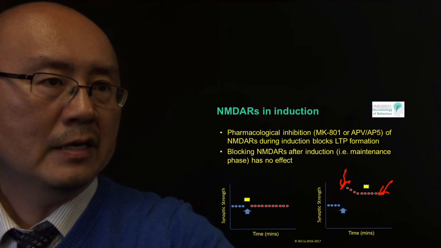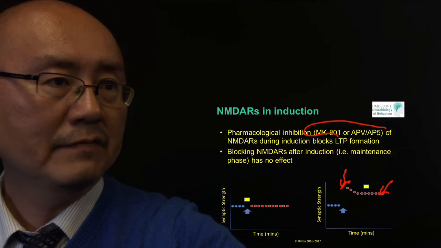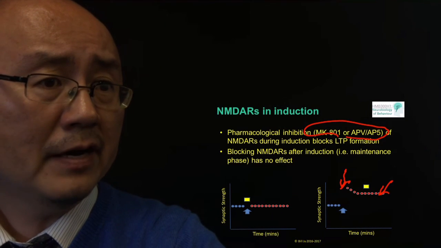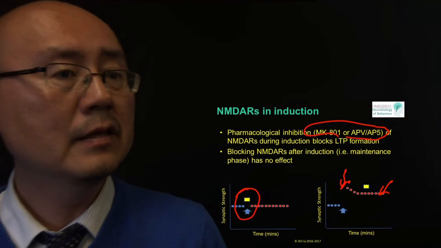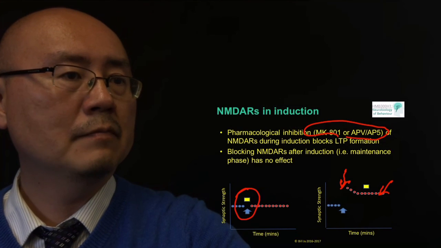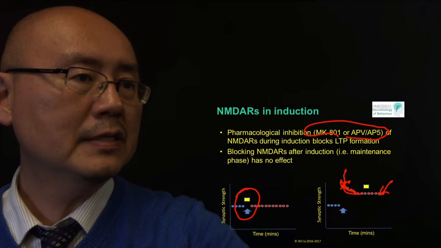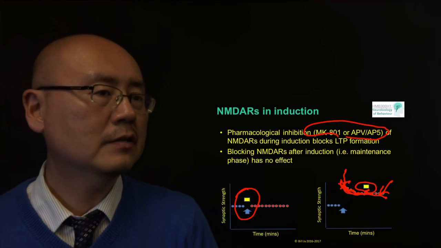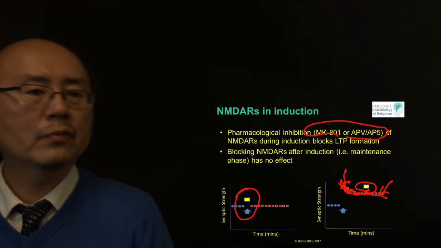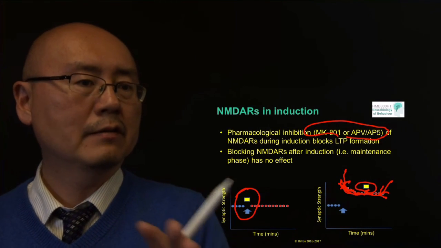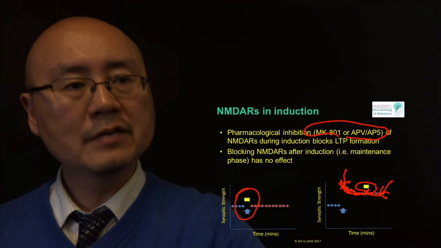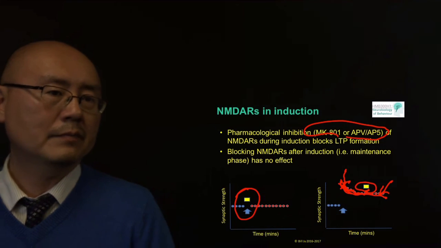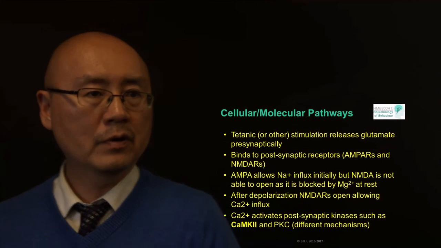And we know that this NMDA receptor, by using specific blockers like MK801 or APV or AP5, is only involved in the induction, this upward phase here. But if we use the same blockers here after LTP has occurred, there is no effect on maintenance. So it's really important that you're able to distinguish that NMDA is important for the induction of LTP, but once you have LTP, the NMDA receptor doesn't become as important.